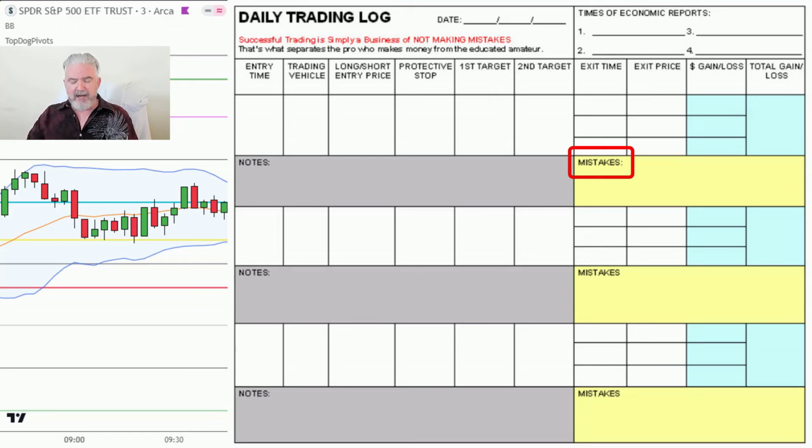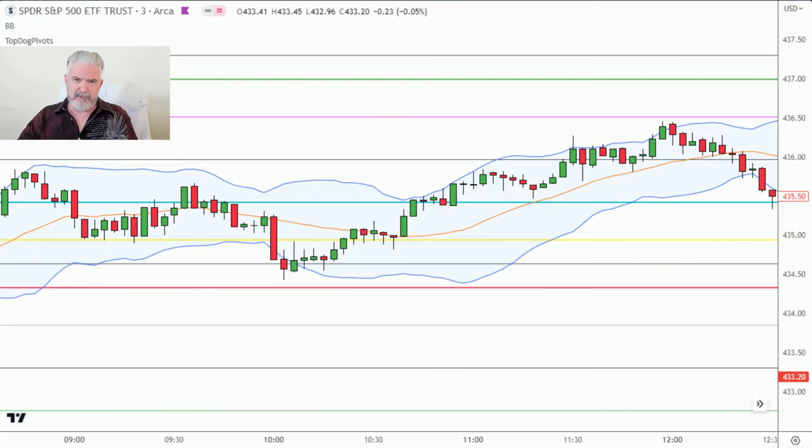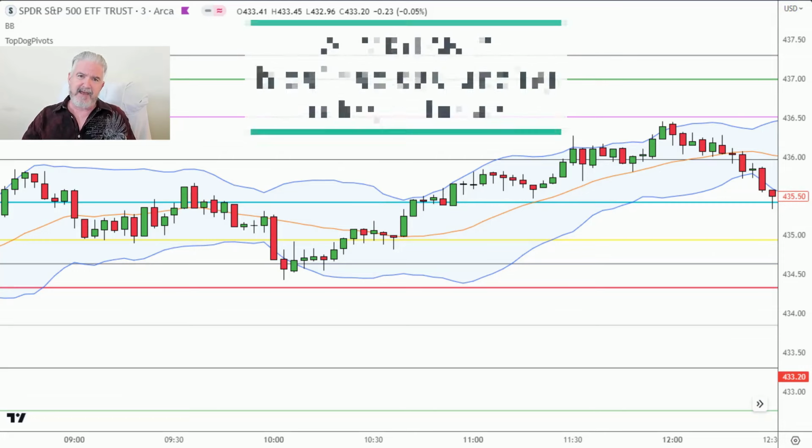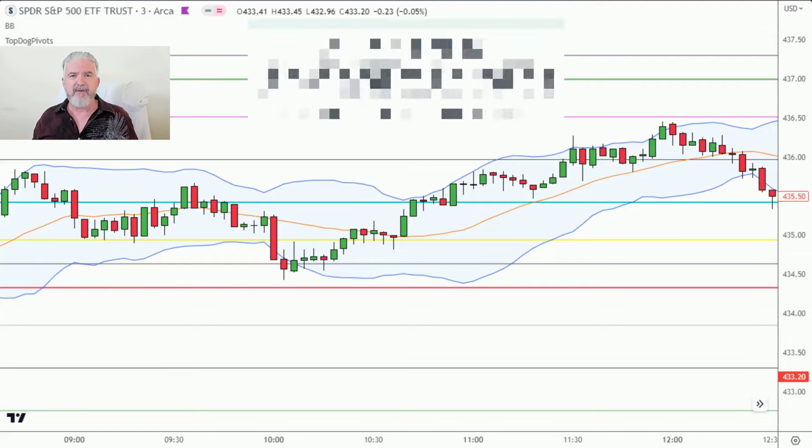But what I'm talking about here is my trading log. What I do is I write down the mistake. And the mistakes are where you break your rules. And so that's what a mistake is. It's defined as which rule, if any, did I break? And that's what's defined as a mistake. Now, if you have a loss and you made no mistakes, we call that a good loss. It means, okay, again, we're trading statistics, not certainties. And therefore, sometimes the statistics are not going to work out in our favor.